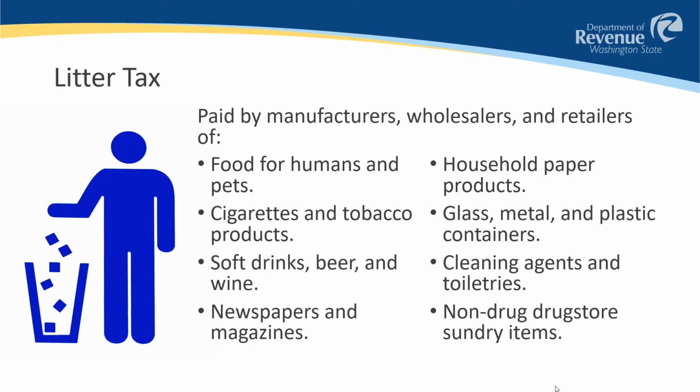Some of the categories were combined in the list shown here so that they would fit on the slide. The 13 categories are food for humans or pet consumption, groceries, cigarettes and tobacco products, soft drinks and carbonated beverages, beer and other malt beverages, wine, newspapers and magazines, household paper and paper products, glass containers, metal containers, plastic or fiber containers, cleaning agents and toiletries, and non-drug drugstore sundry items such as diapers.